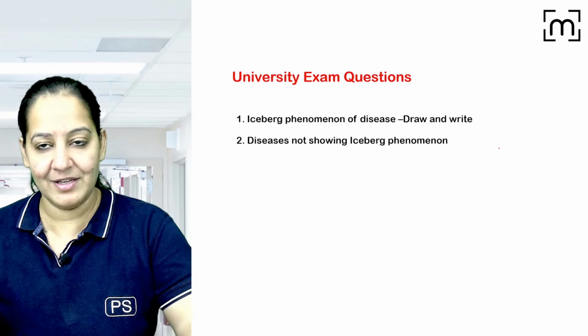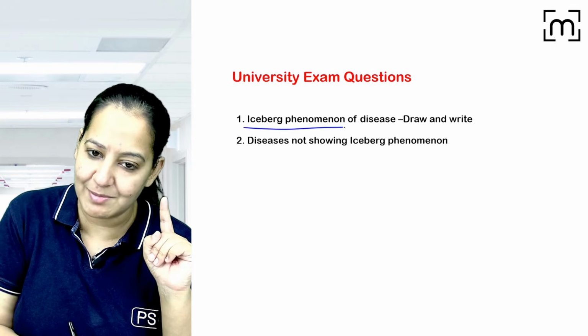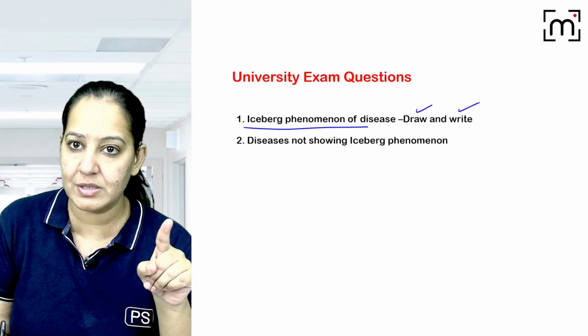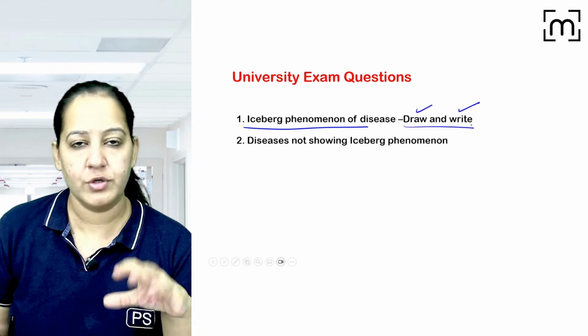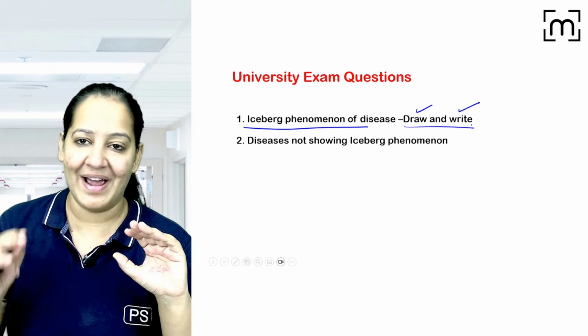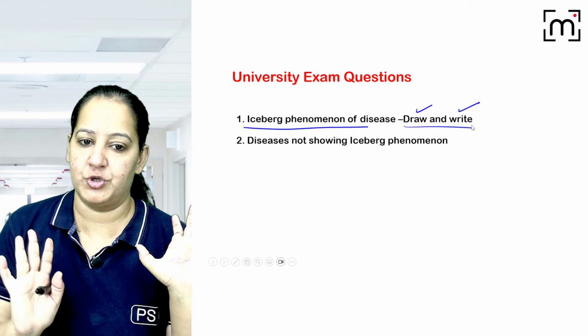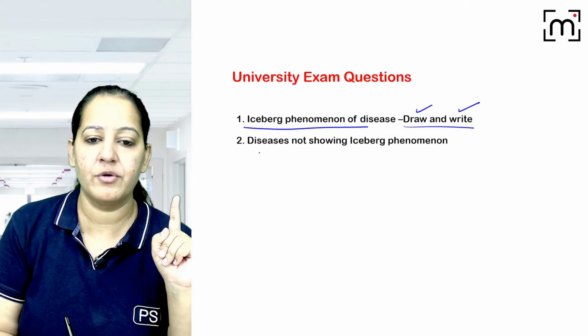So we are done, and in the university exam you get a question on the iceberg phenomenon to draw also, to write also. Whether they are saying or not, you have to do both. You have to draw also, you have to write also. In writing, explain tip, explain submerged portion, right? In a comparative manner you can do, right?